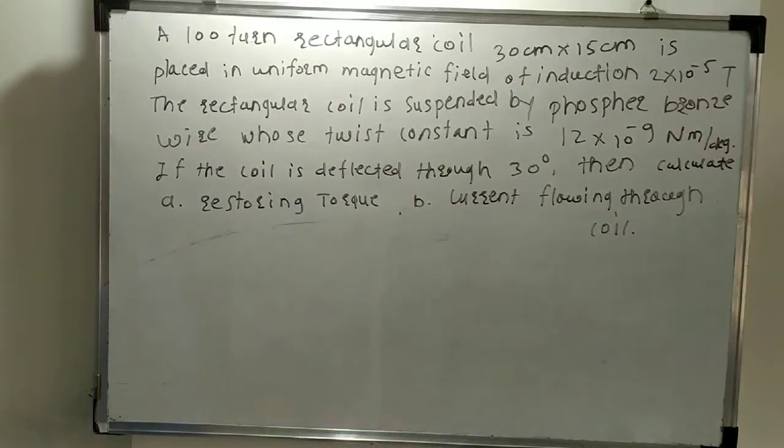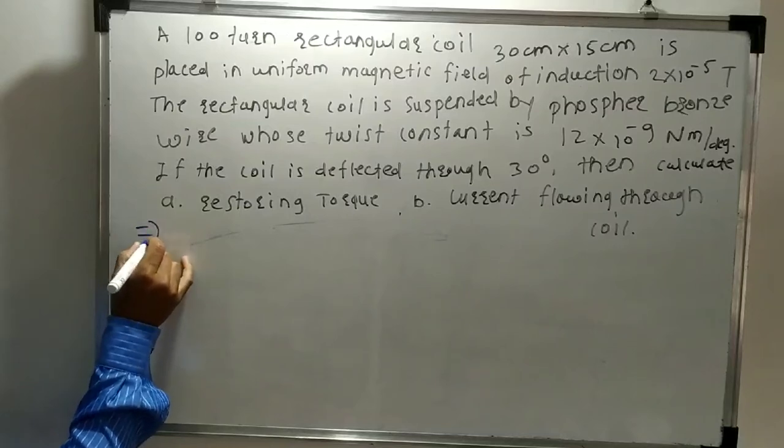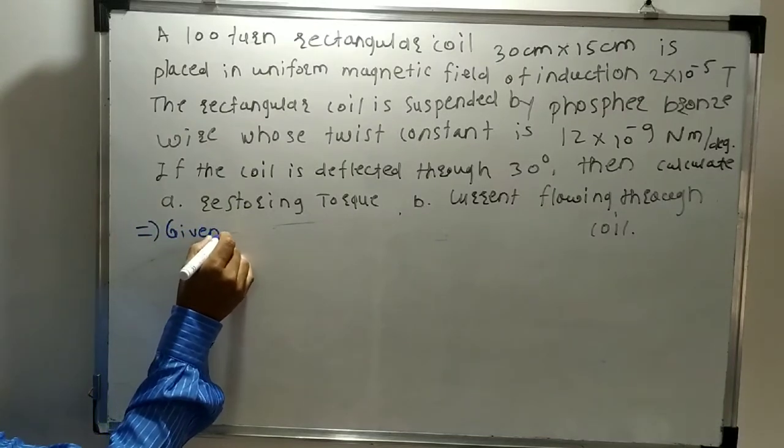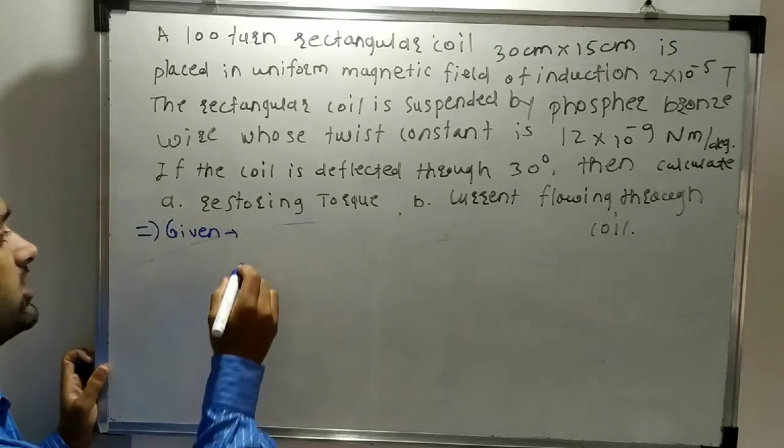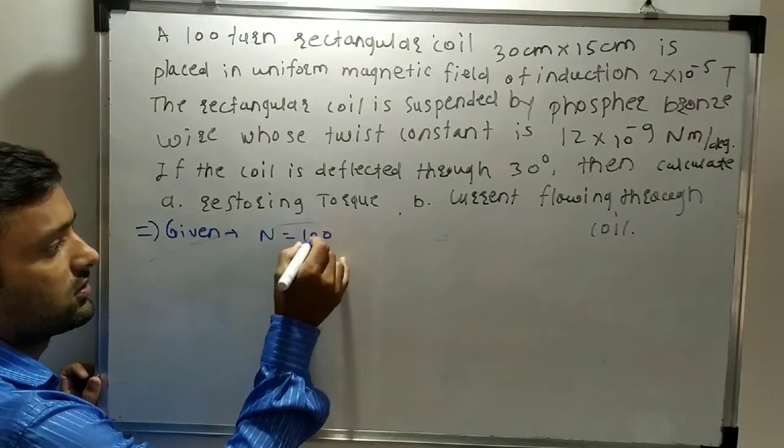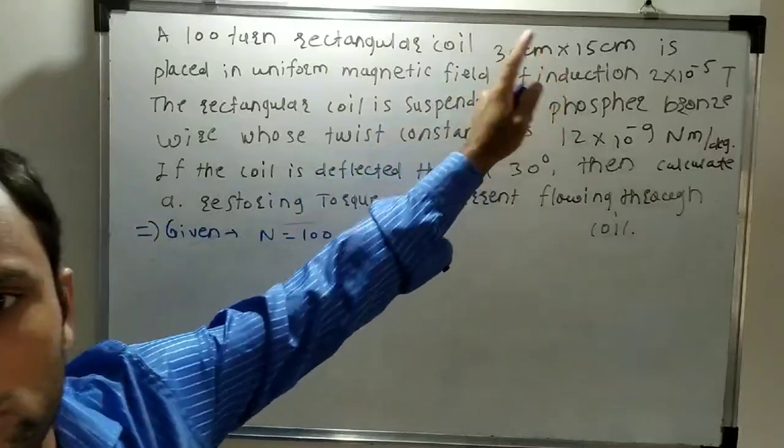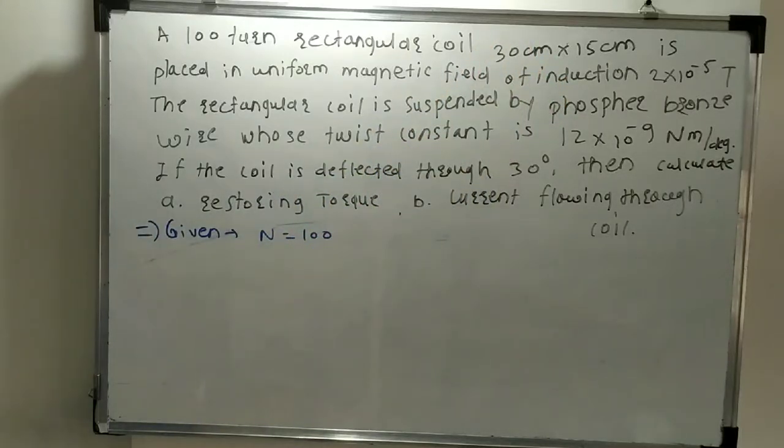Okay, so the question is a little bit long. So you can read the given numerical carefully. Then, if you read it carefully, you can write what the given terms are here. So start writing the given terms initially. So what are the givens? 100 turns, so the n is given. Then length and breadth is given, so we can write the area directly.